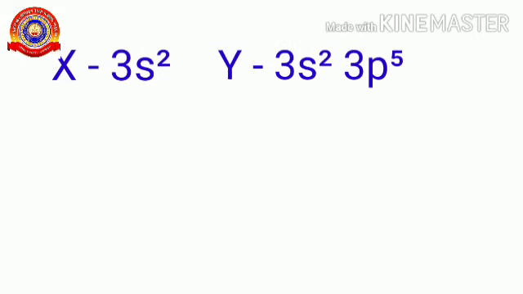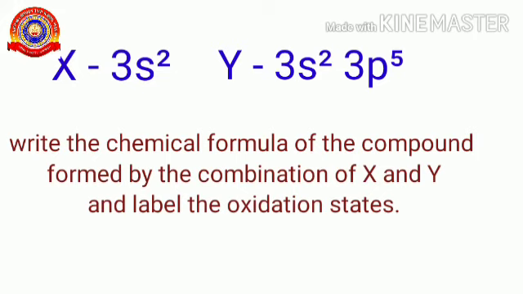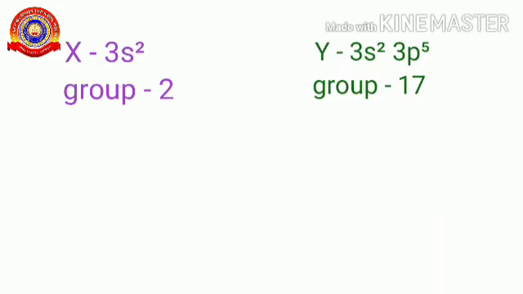Now, try to answer this question. If the outermost configuration of an element X is 3s2 and that of Y is 3s2 3p5, could you write the chemical formula of the compound formed between X and Y? And also you have to label the oxidation state. From this question, it is clear that 3s2 means it belongs to group 2. And the configuration 3s2 3p5 belongs to group 17. Right? You know how to find the block and group number.